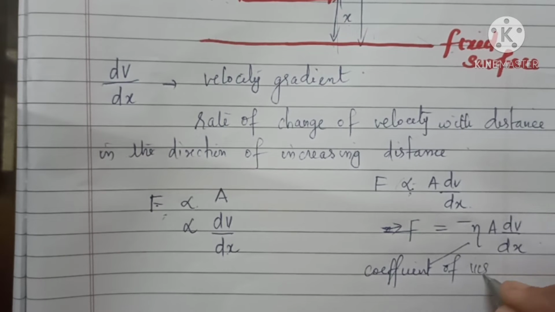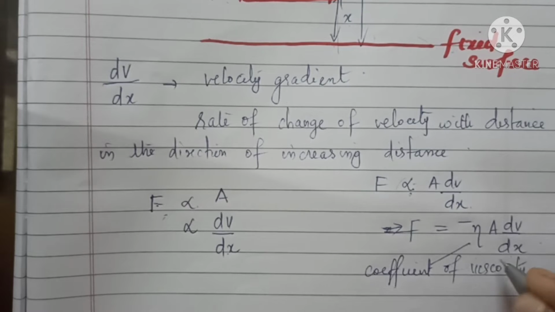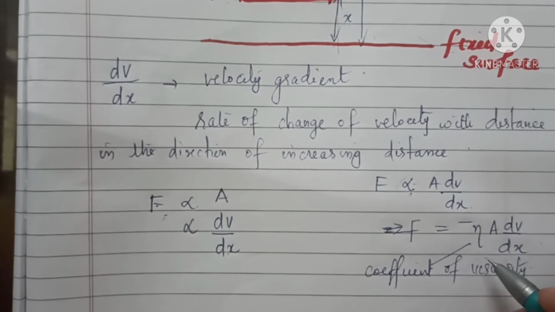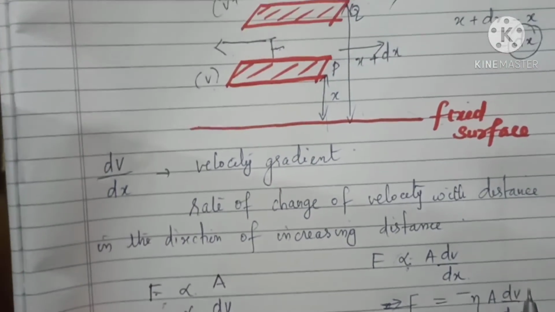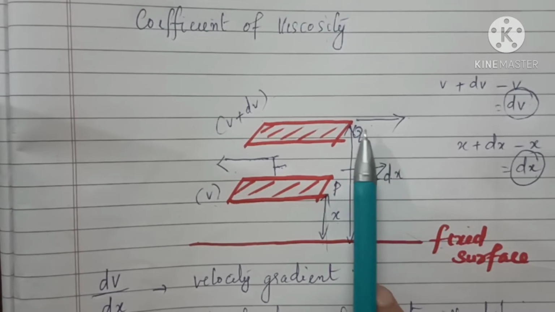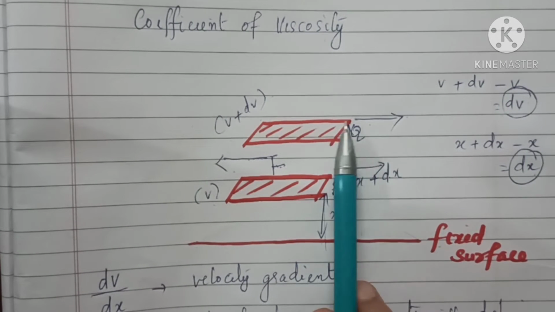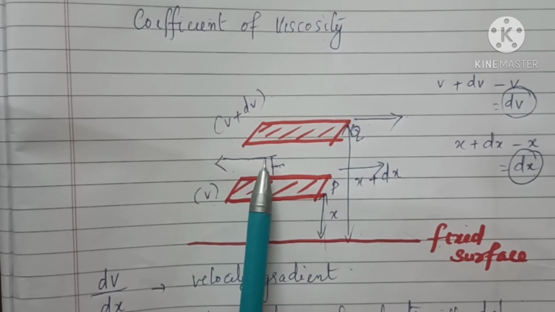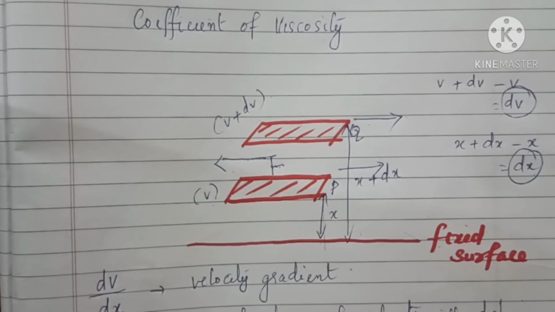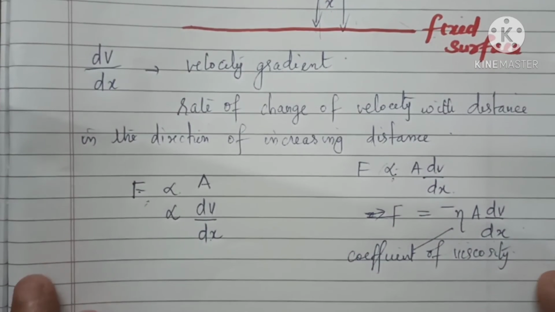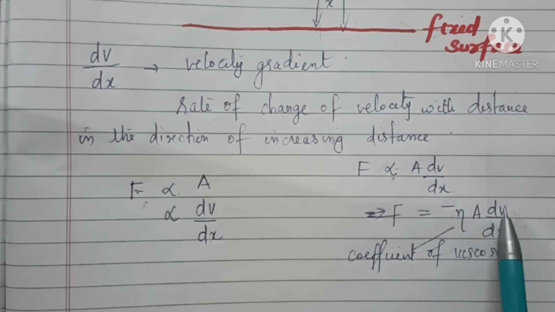Okay, coefficient of viscosity. Now you can see a negative sign there. What does it mean? This negative sign shows that the viscous force acts in a direction opposite to the direction of motion of the liquid. The layer of liquid is moving in this direction, but the viscous force acting is in the opposite direction. So this direction can be shown with the help of a negative sign, so that F is equal to minus eta A dV by dx.